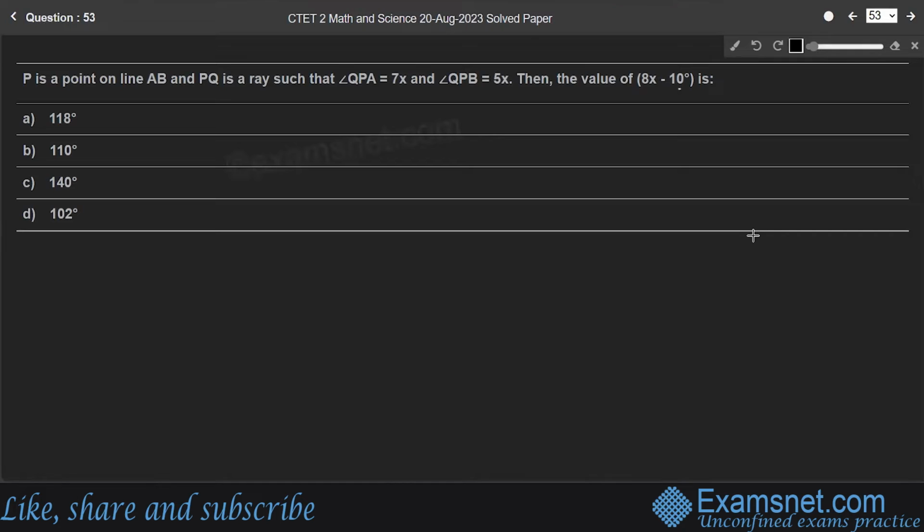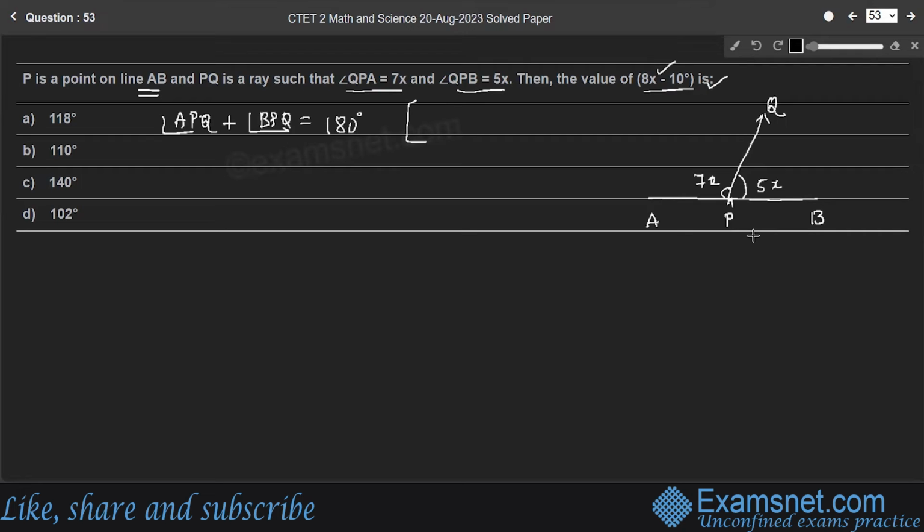Question 53. P is a point on line AB and PQ is a ray such that angle QPA is 7x, QPB is 5x. Then the value of 8x minus 10 degree is. So students, let us consider a line segment AB. P is a point on AB. We'll consider a point P on it. And PQ is a ray such that QPA is 7x and QPB is equal to 5x. For the value of 8x minus 10 degree, we need the value of x. So using angle APQ or QPA, both are the same, plus angle BPQ is equal to 180 degree, because these two angles are a linear pair.